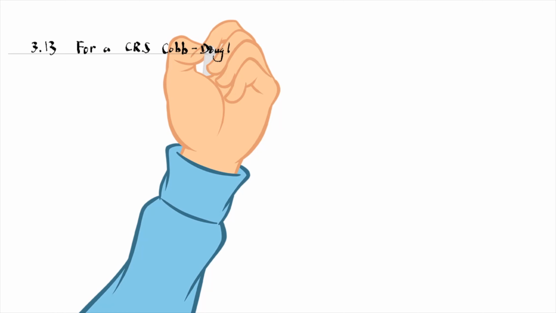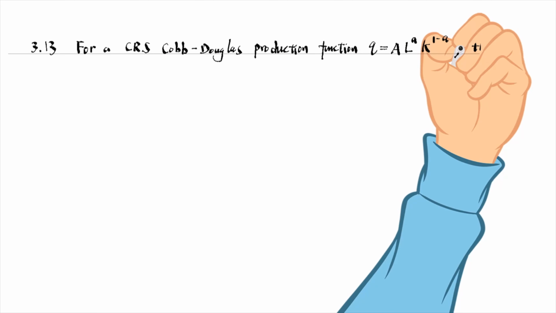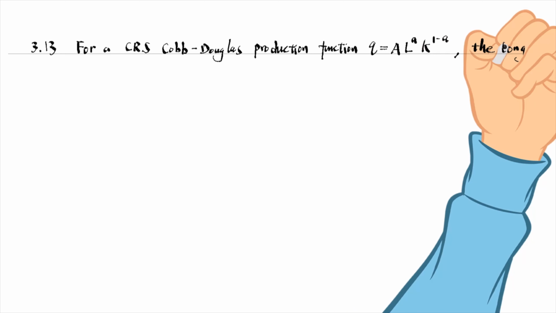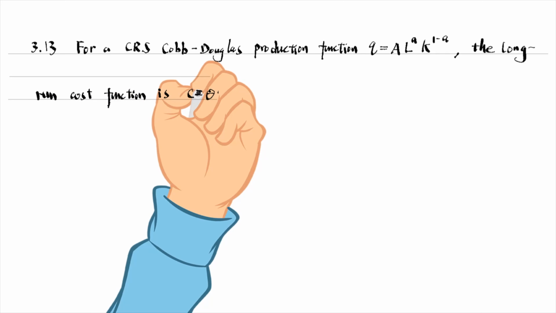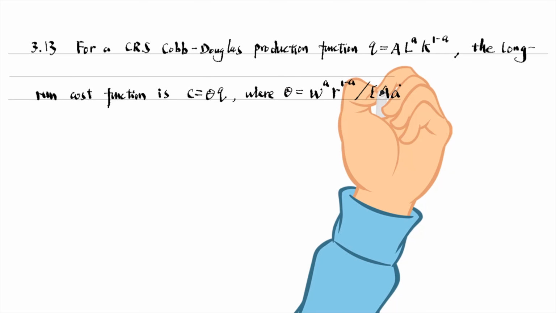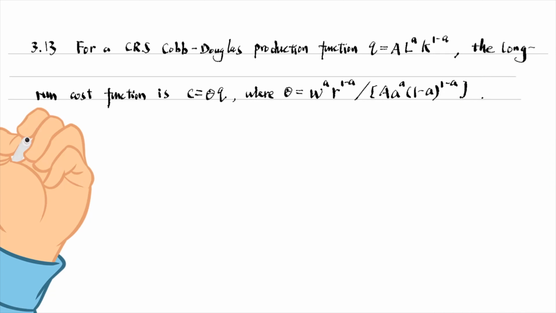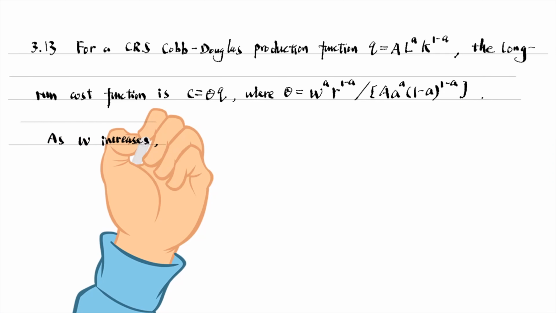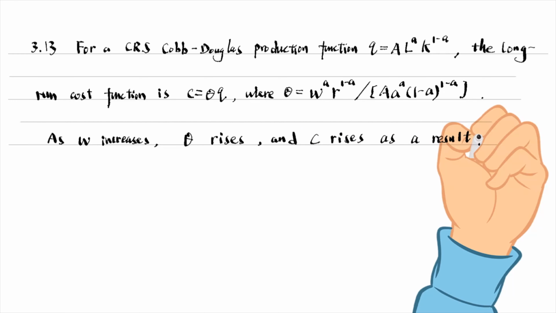From solved problem 7.6, we know that for constant returns to scale Cobb-Douglas production function, the long-run cost function is C equals theta times Q, where theta is a function of the wage rate and the rental price of capital. As the wage rate increases, theta rises, and the cost C rises as well.